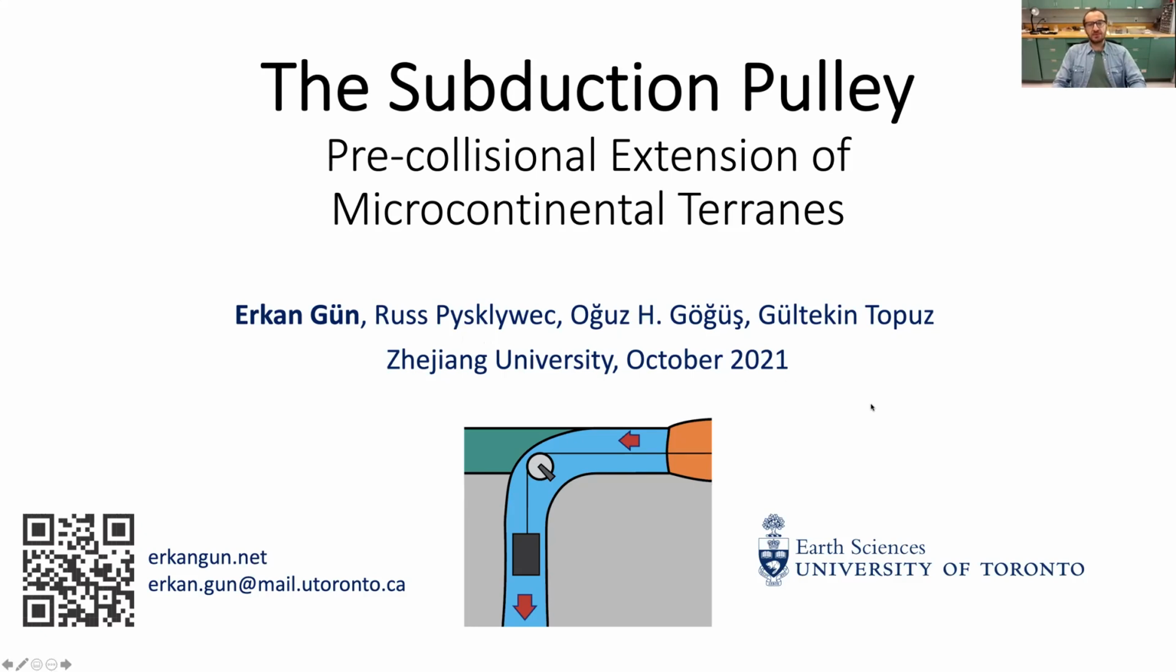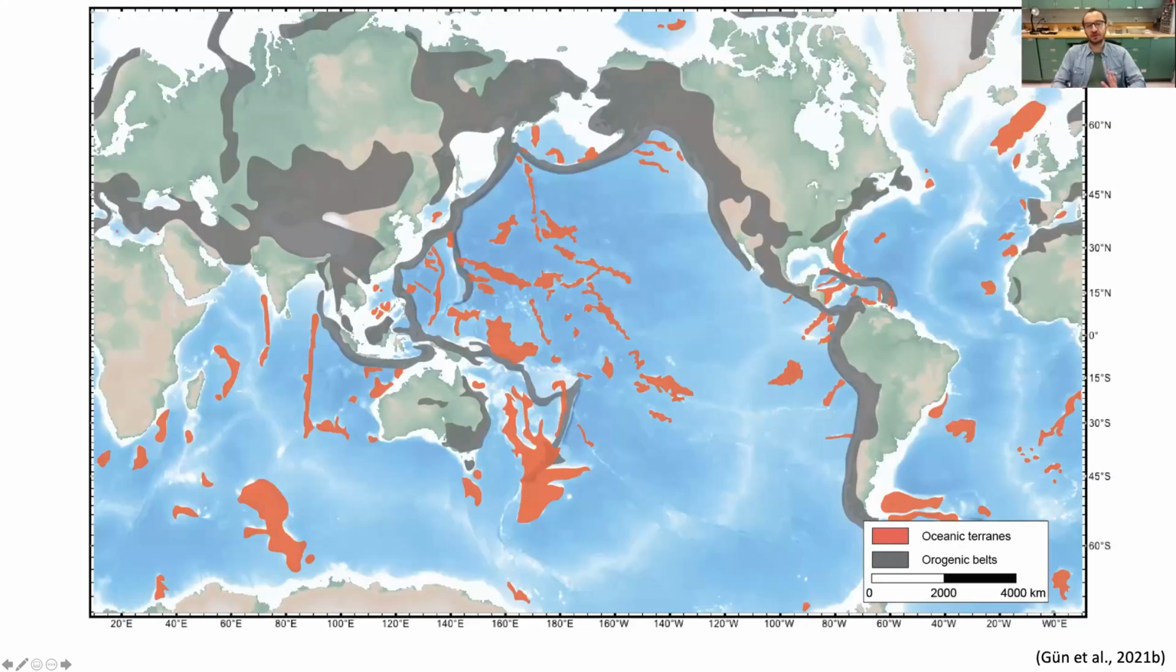Before I go further, I just want to give you a general picture of what I'm going to talk about and what these terrains are, and why we are interested in this topic. As you can see in this map, there are two shaded areas: one gray and the other red. The gray shaded areas are basically orogenic belts and also active subduction zones around the Pacific Ocean. The red shaded areas are the contemporary oceanic terrains, but some of them have a crustal, continental origin.